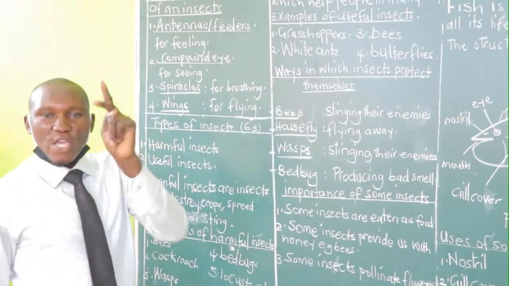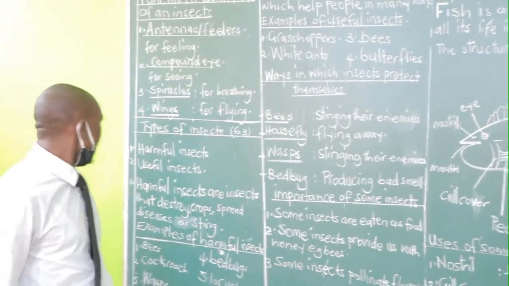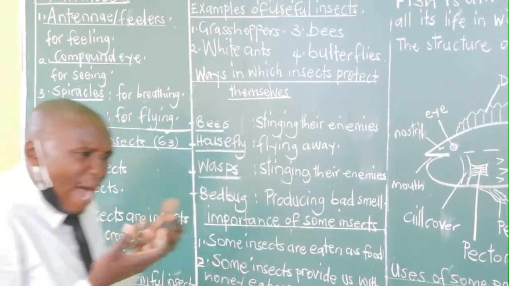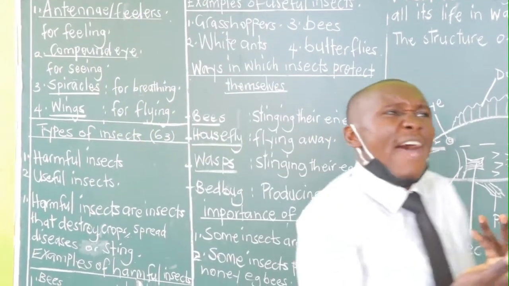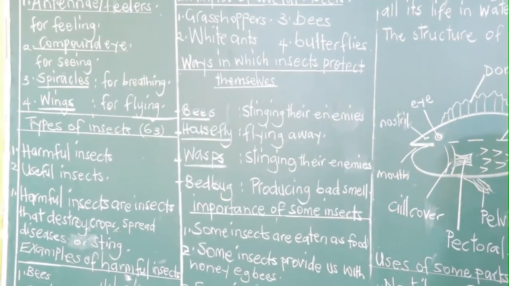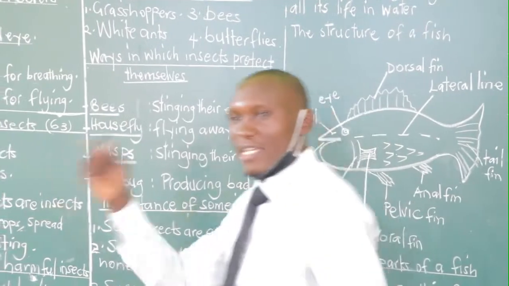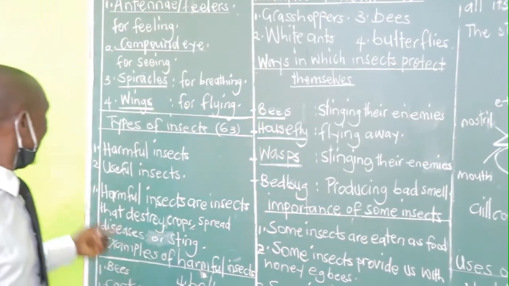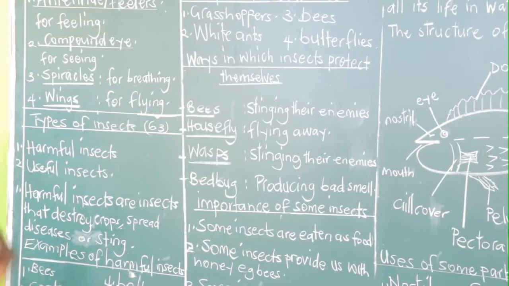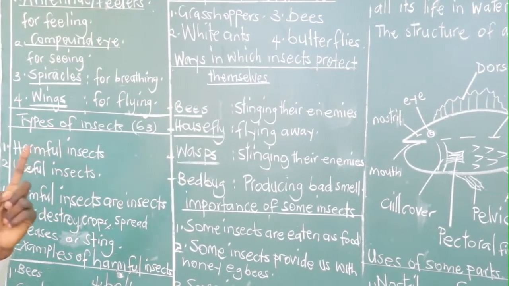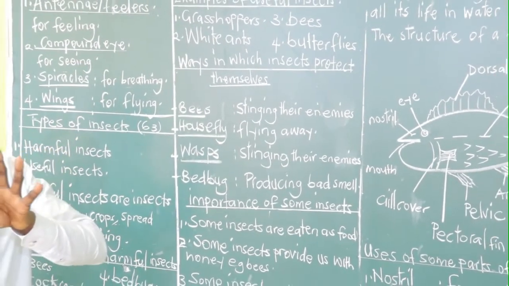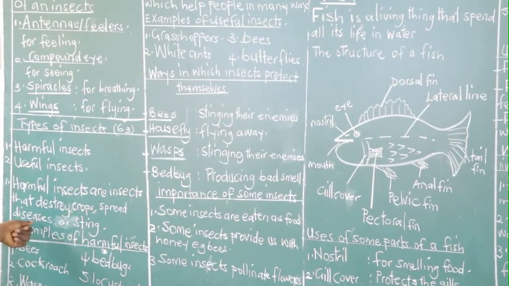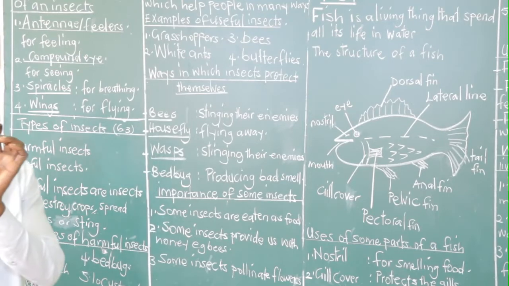Two, we have useful insects. Then we started with harmful insects. What do these harmful insects do before they are said to be harmful? When you see one, if you don't kill it, you run away because they are harmful. One, we said that harmful insects are insects that destroy crops. Those ones you know, that destroy crops. Two, spread diseases, and others sting.